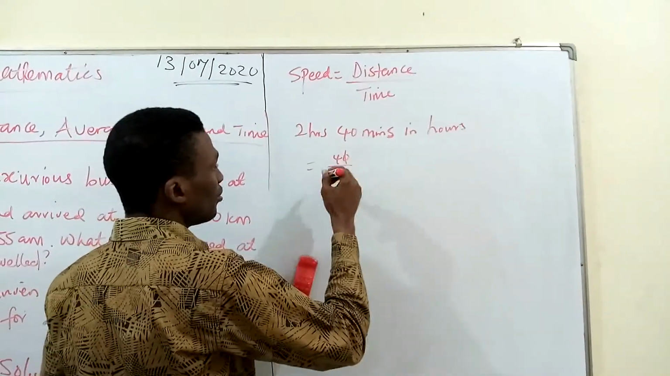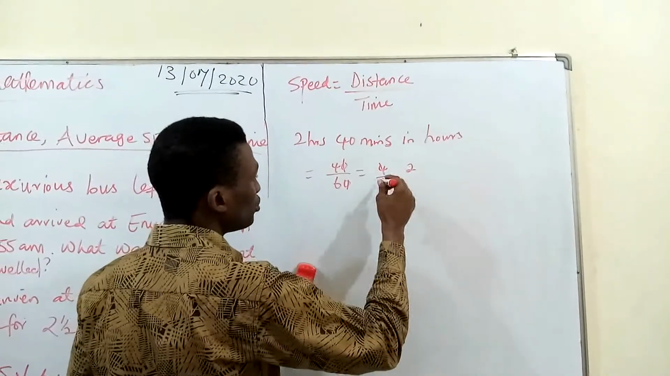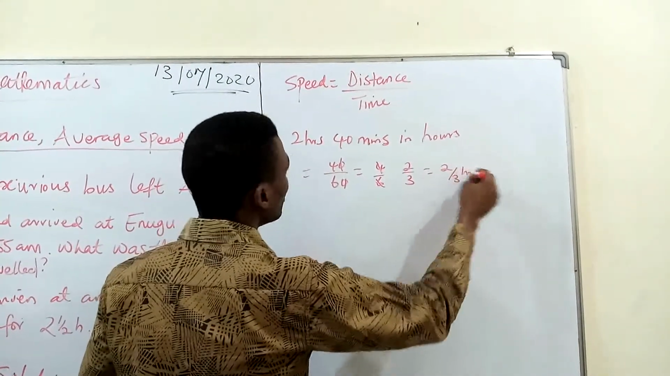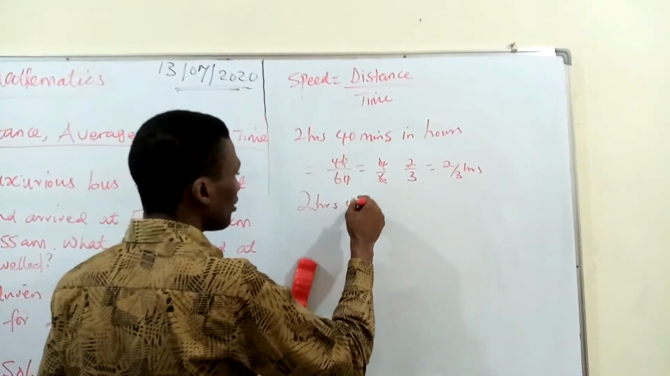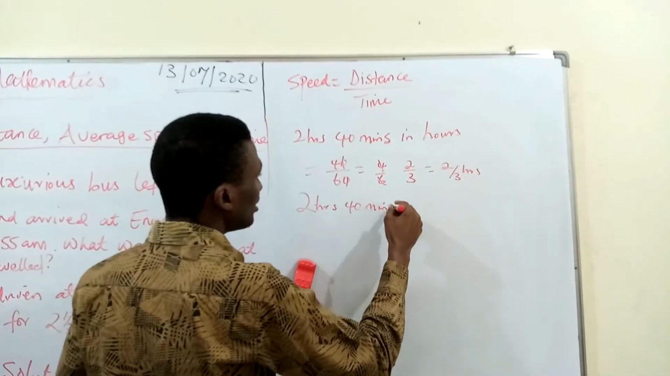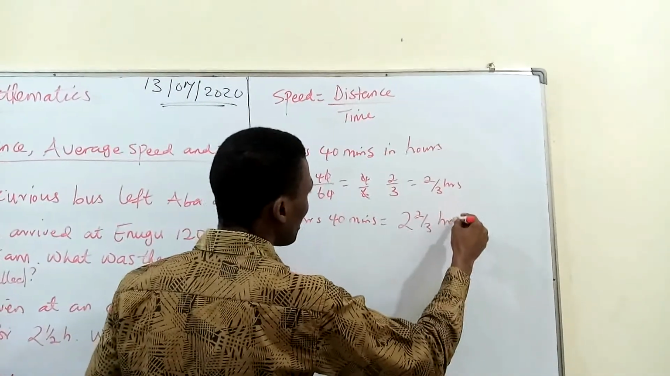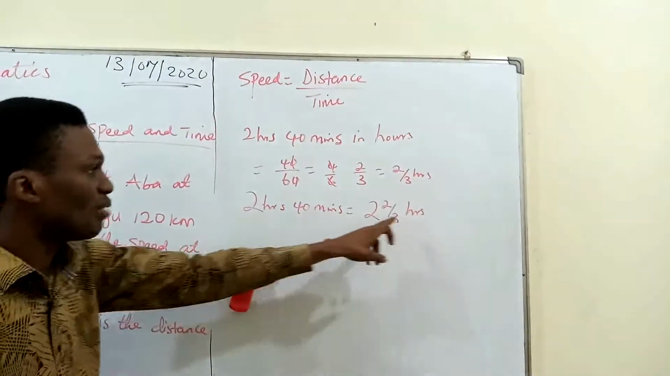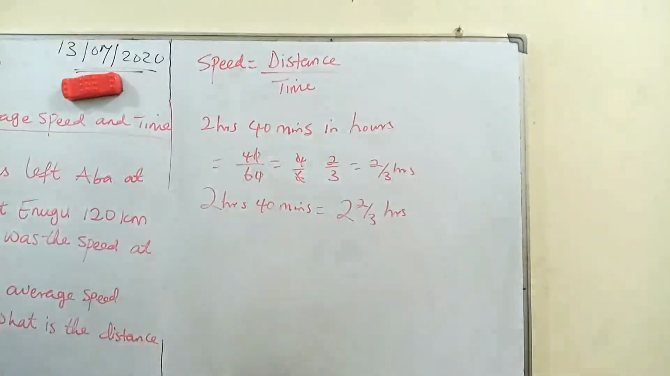0 cancels 0. We are left with 4 over 6. 2 into 4 we have 2. 2 into 6 we have 3. So we have 2 over 3 hours. So 2 hours 40 minutes is the same as 2 and 2 over 3 hours. 2 hours we have it, then 40 minutes is the same as 2 over 3 hours. So our time is now 2 and 2 over 3 hours.